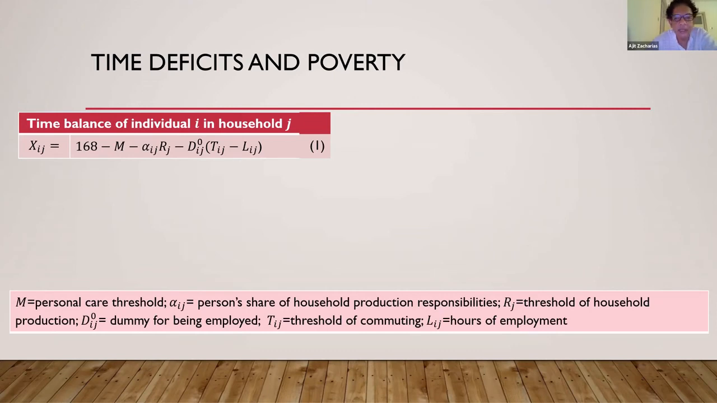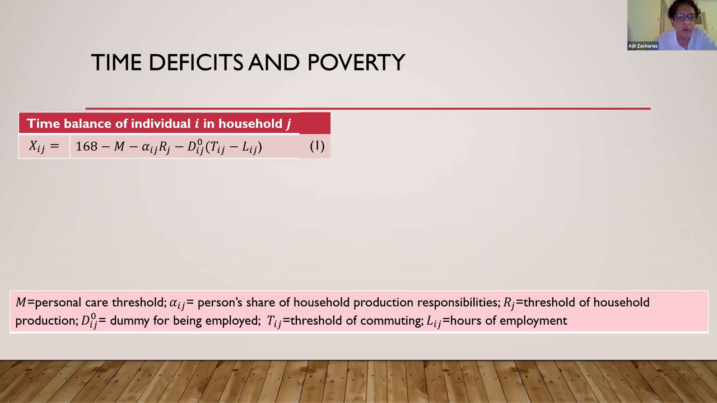The next item in the equation on the right-hand side is a product of two factors. The capital letter R, subscript j, indicates the threshold of household production. That is, in the jth household, how much time is required, taking together all the members in that household, to meet the household production requirements of that household. Later on in the discussion, we'll see how that can be estimated. For now, let's just focus on the conceptual part of what's going on here.